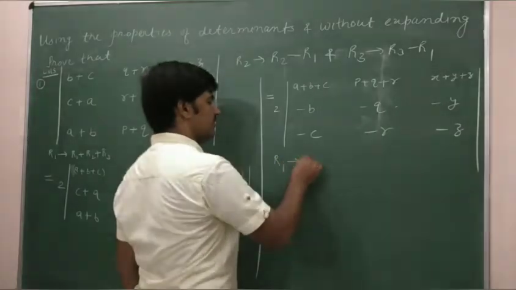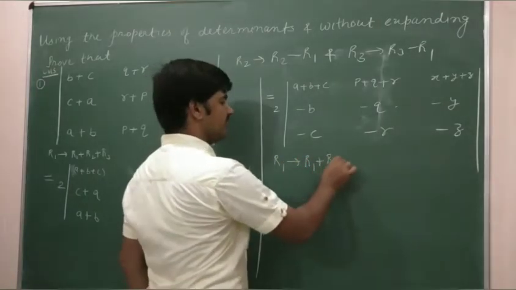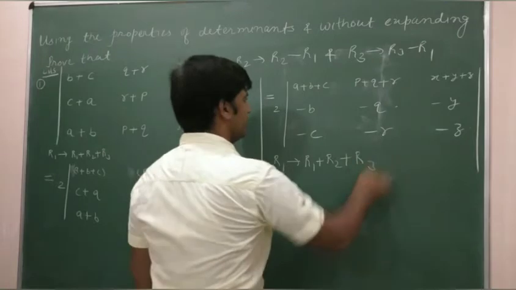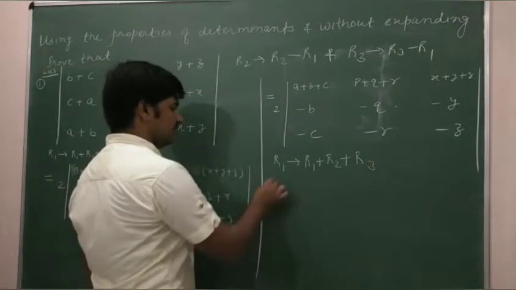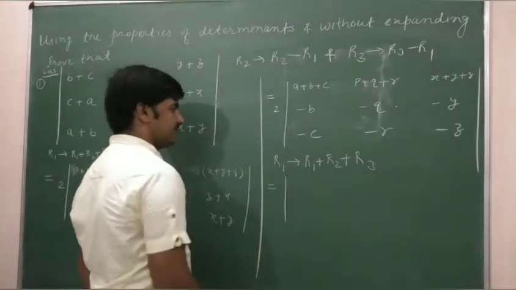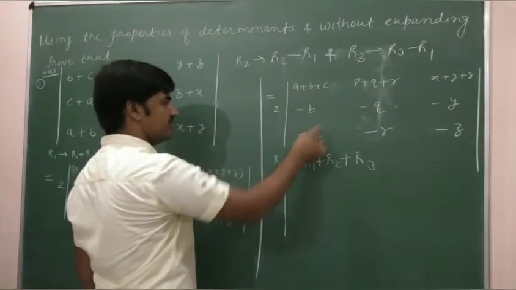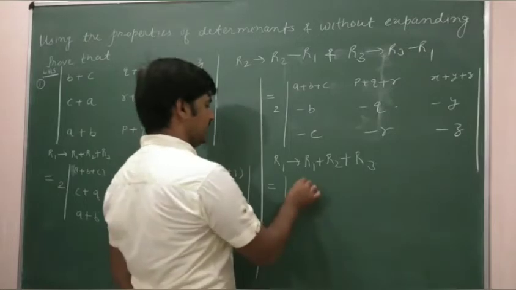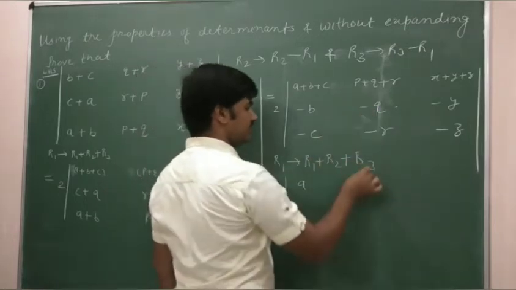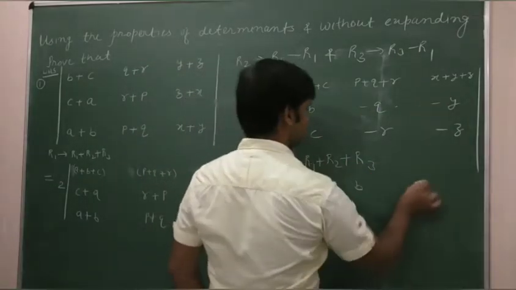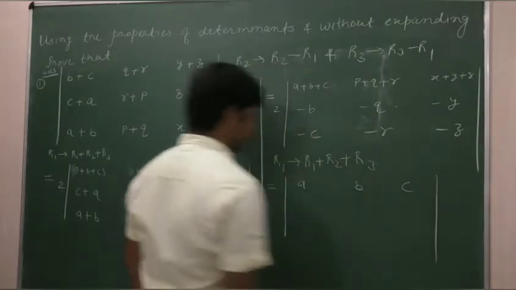After this, students, the property that we have to use is R1 plus R2 plus R3. If we use this particular property, we get, students, this plus the sum of these two, then we'll be getting A, this plus the sum of these two, B, this plus the sum of these two, C is what we have got here.